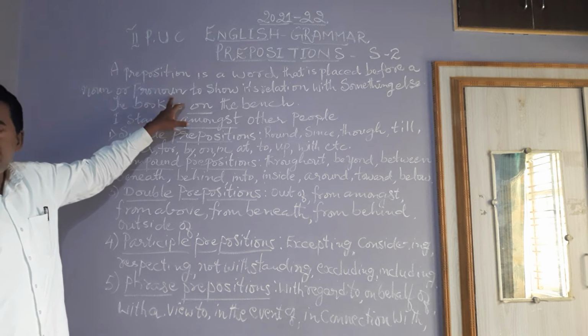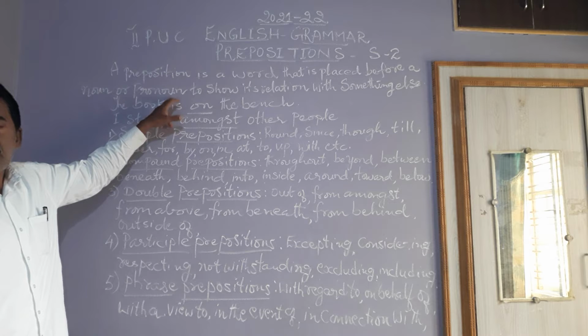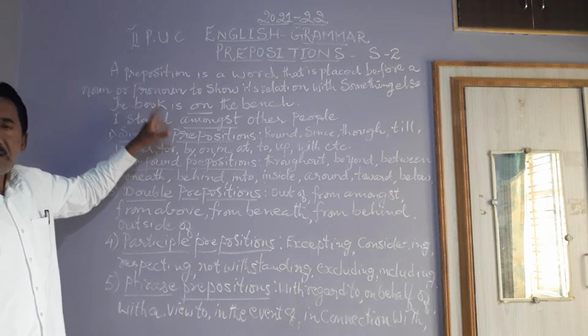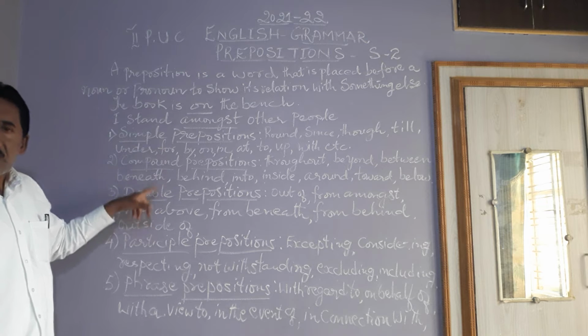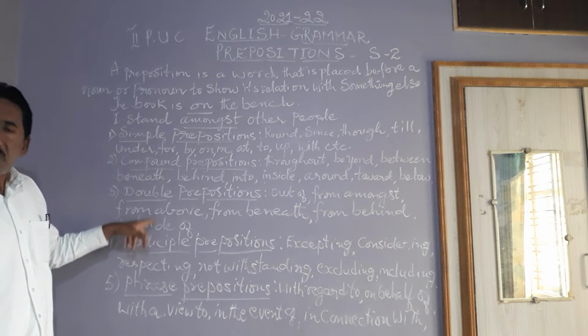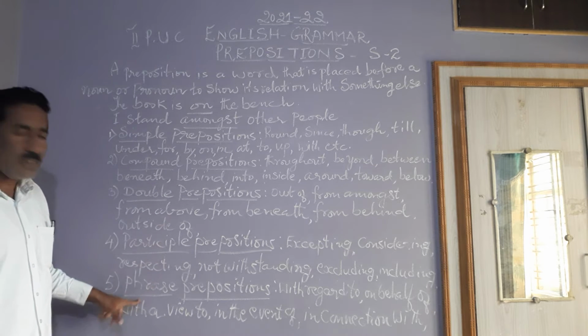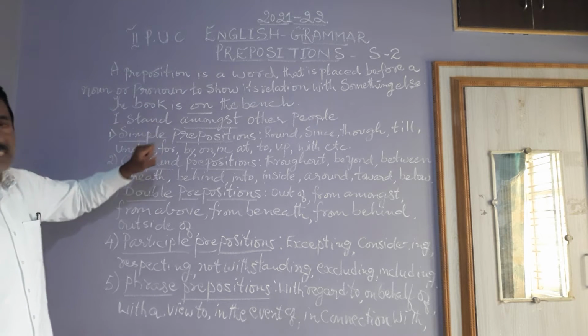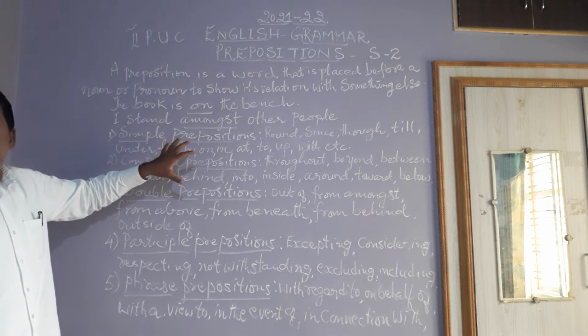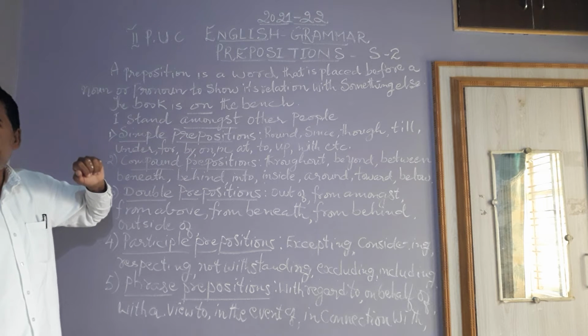So a preposition is divided into 5 types. The main 5 types are simple prepositions, compound prepositions, double prepositions, participle prepositions, and phrase prepositions. So look at the examples given. By looking at these examples, you can easily understand how to make use of these prepositions.